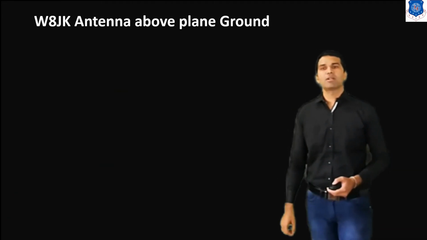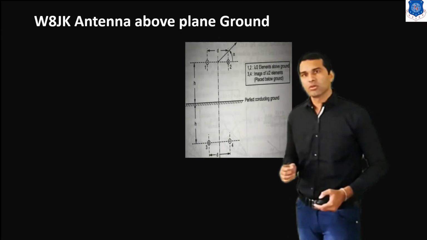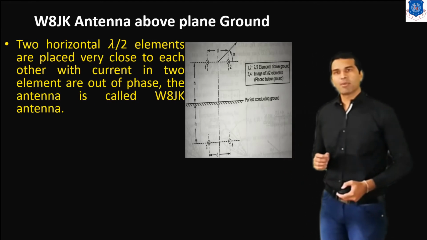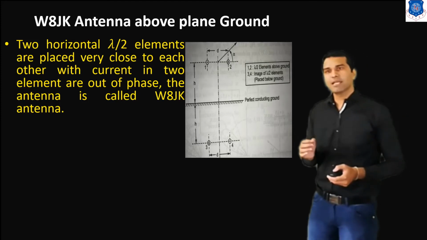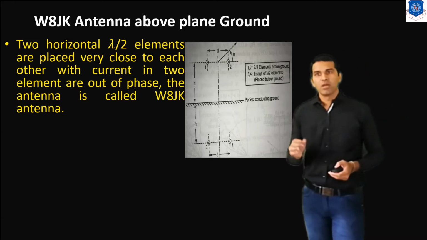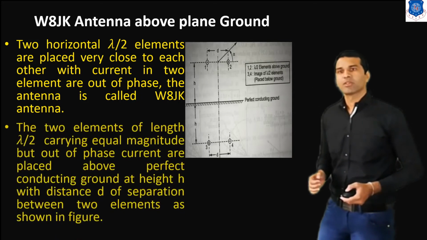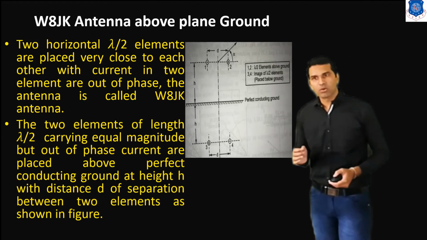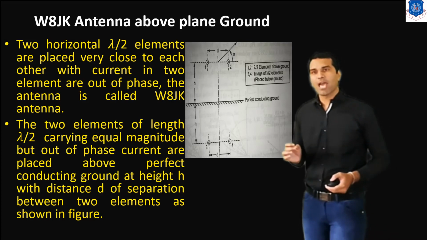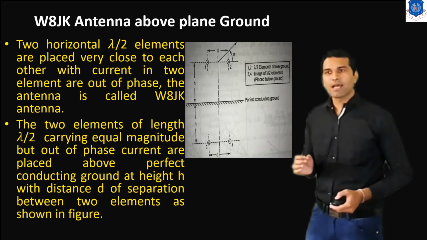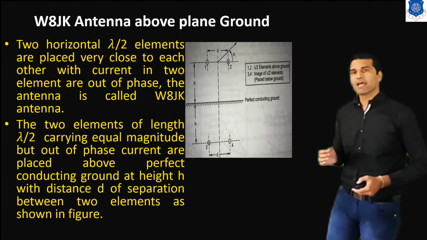Now, the second type of antenna is the W8JK antenna above plane ground. Two horizontal λ/2 elements are placed very close to each other with currents in the two elements out of phase. The antenna is called the W8JK antenna. Two elements of length λ/2 carrying equal magnitude but out of phase currents are placed above perfectly conducting ground at height h, with distance d of separation between the two elements as shown in the figure.